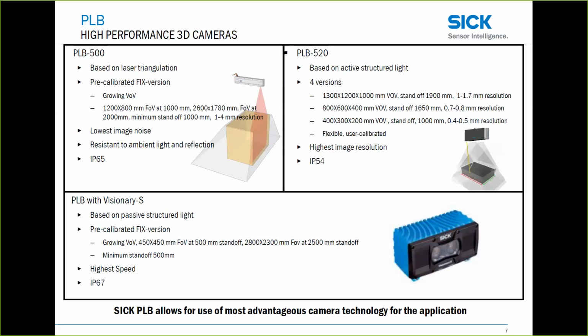Because of the angular nature of this, that is a growing volume of view. So at the top of that 1 meter volume, you're getting about a 1200 by 800 field. At the bottom, you're looking at about a 1600 by 1780 field. It's pretty big at the bottom. And you're getting pretty good resolution, 1 to 4 millimeter resolution, so plus or minus half a millimeter at the top, and plus or minus 2 millimeters at the bottom.